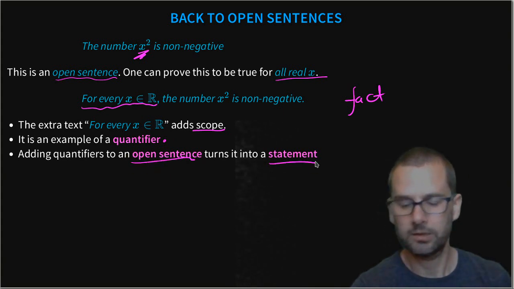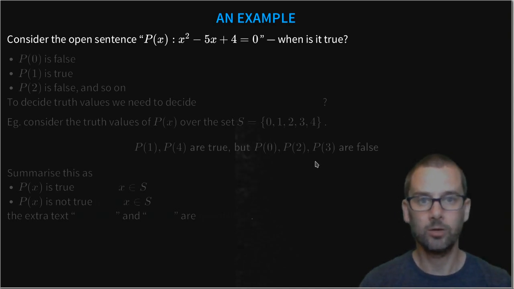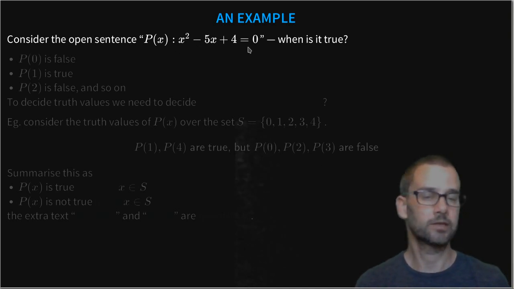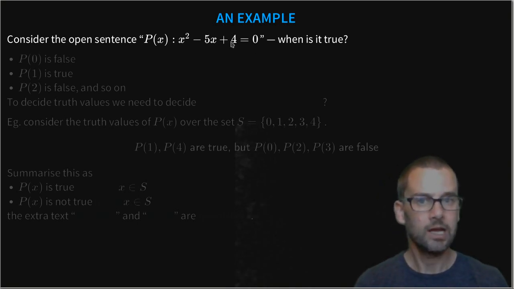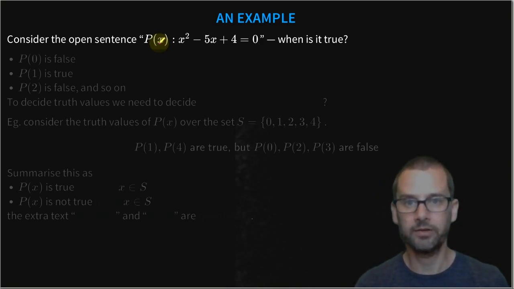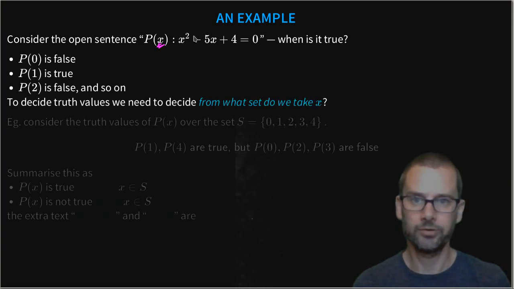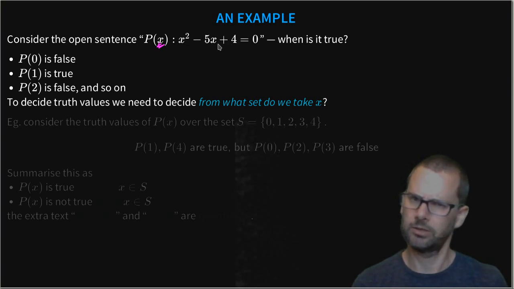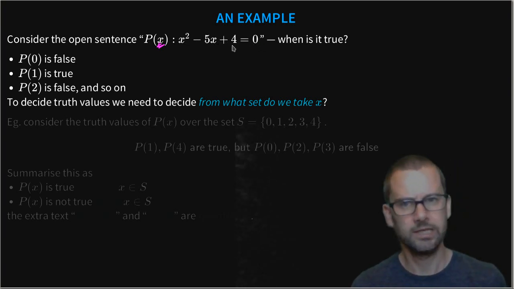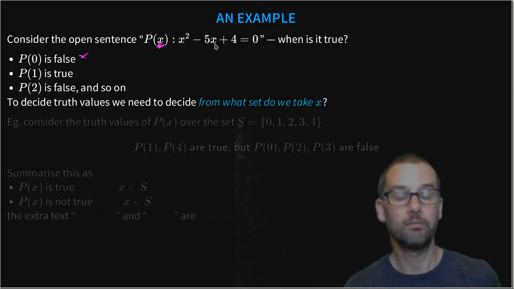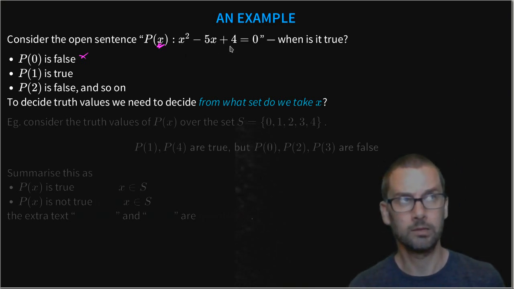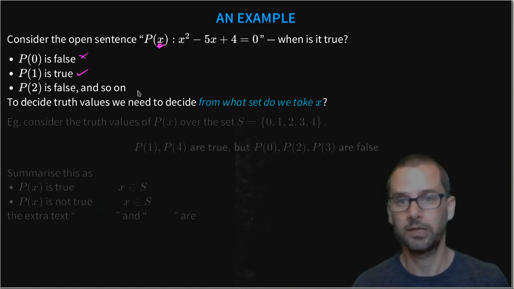Okay, so let's do some more examples. Consider the open sentence x squared minus 5x plus 4 equals 0. We're used to thinking of this as an equation, but it's really an open sentence. It's true or false depending on the value of x. For example, p of 0 is false because 0 minus 5 times 0 plus 4 is 4, which isn't 0. So p of 0 is false. On the other hand, p of 1 is 1 minus 5 plus 4, which is 0. So that's true. p of 2 is false, and so on.